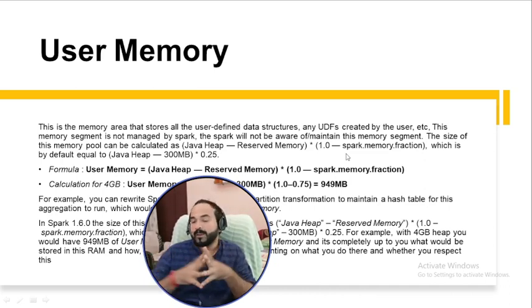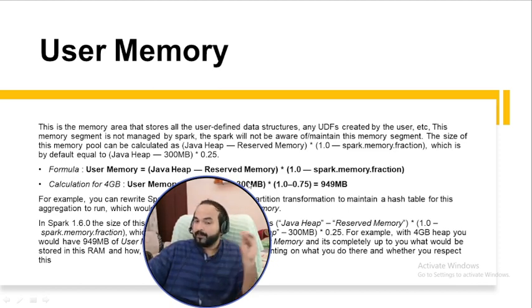Spark will not maintain this memory segment, and the size of this memory pool can be calculated as (Java heap minus reserve memory) times (1 minus Spark memory fraction), which by default equals (Java heap minus 300 MB) times 0.25. As I told you, user memory is (Java heap minus reserve memory) times (1 minus Spark memory fraction). You know very well that 0.75 is allocated by default, so it comes to 25%. So in 4 GB you subtract 300 MB for reserve memory and apply 25% on the remaining memory. The calculation is simple.